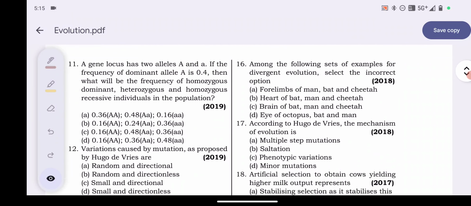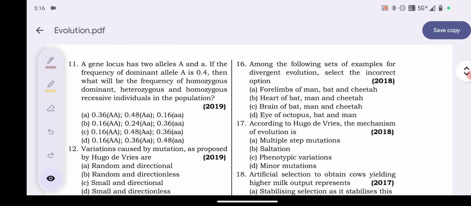A gene locus has two allele, capital A and small a. If the frequency of dominant allele capital A is 0.4, then what will be the frequency of homozygous dominant, heterozygous and homozygous recessive individual in the population? थोड़ा मैथमेटिकल दिया गया है, यहाँ पर सॉल्व करते हैं. यहाँ पर आपका डोमिनेंट एलील फ्रीक्वेंसी मतलब P इक्वल टू 0.4. ओके.